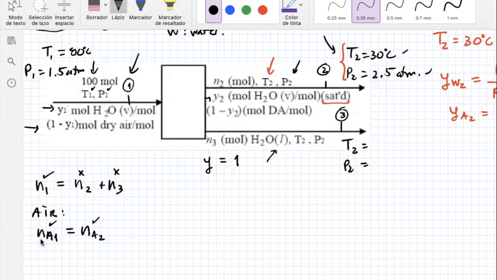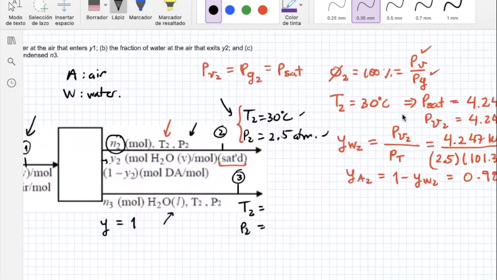If I find how much air there is here, I will find how much air is going at 2. And with that, I will know how much N2 I have, because I can put here that N2 is equal to Na2 plus Nw2. And this is just N2 multiplied by ya2 plus N2 multiplied by yw2. I already have these from my analysis with the steam tables.